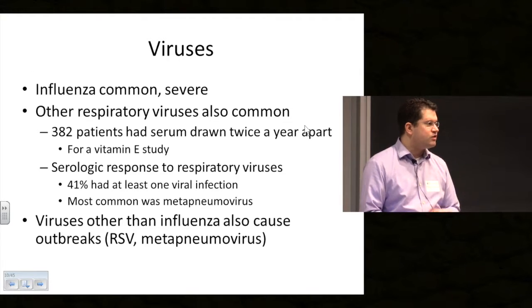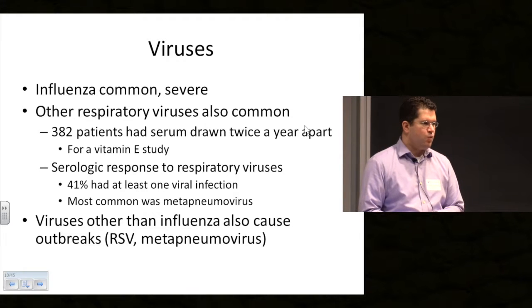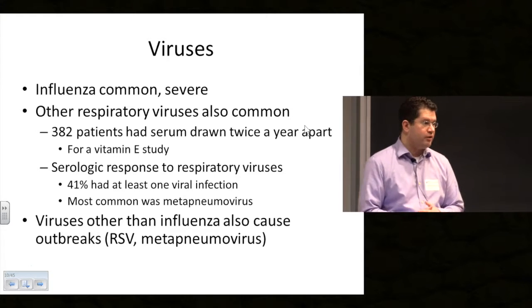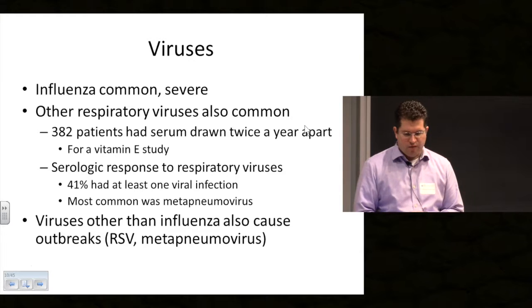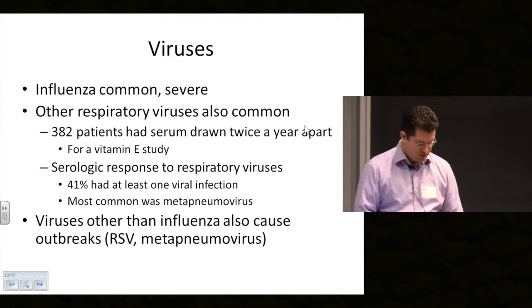So did people have a serologic response to a respiratory virus, 8 specific ones? And they found that 41% of patients had at least one viral infection, indicating that their antibody titers to one of these respiratory viruses went up. The most common was actually metapneumovirus, not influenza, but influenza and RSV were all very common. So huge burden of disease, very, very high prevalence of viral infections in long-term care, and not always just influenza. Lots of other respiratory viruses can move through that population.